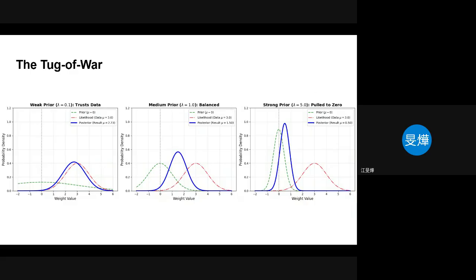If the lambda value goes higher, we'll have a stronger prior, so that our training will be fitting the prior we give, but not the training data. Okay.